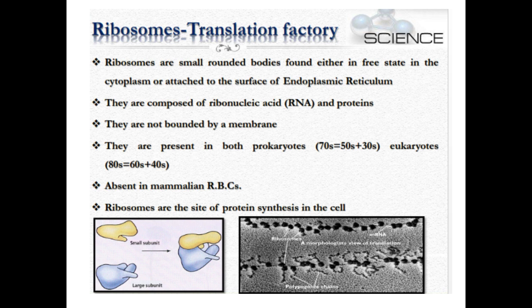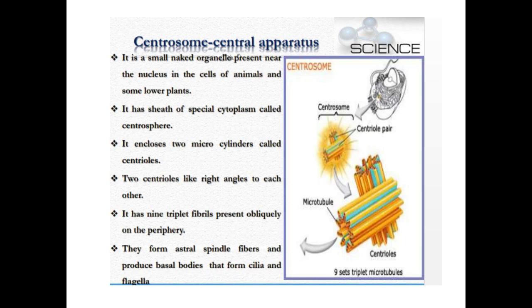These ribosomes are absent in mammalian RBCs. Ribosomes are the site of protein synthesis in the cell. So the final process of the ribosome, that is the translation process, is the synthesis of protein. So only ribosomes are the site of protein synthesis in the cell. Clear, children? We'll move to the next one, that is the centrosome, the central apparatus.